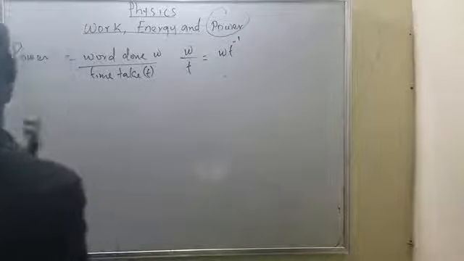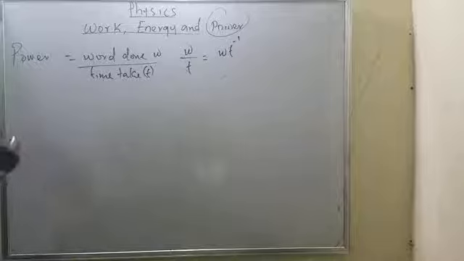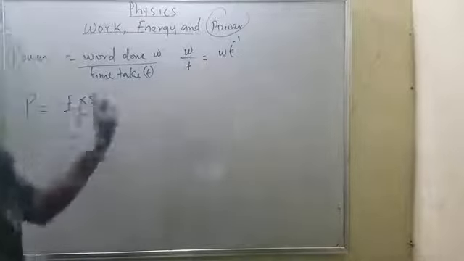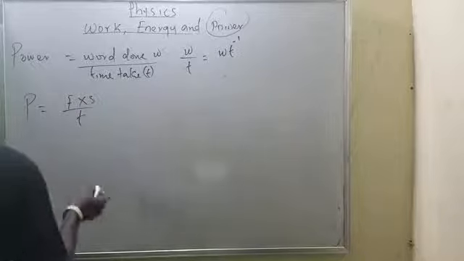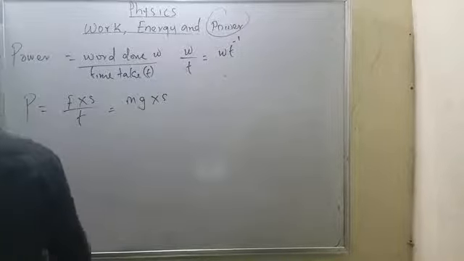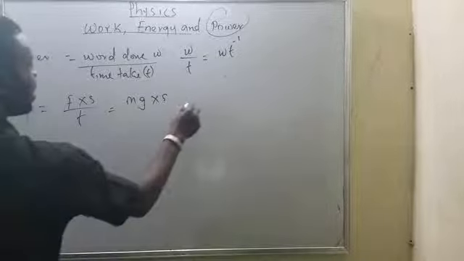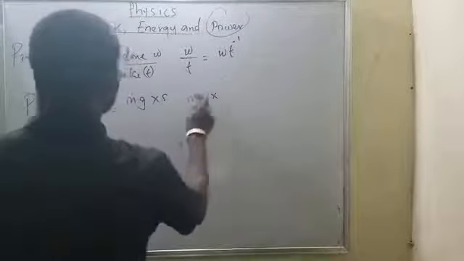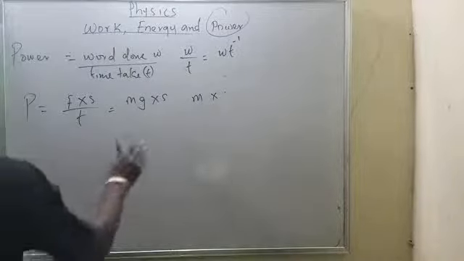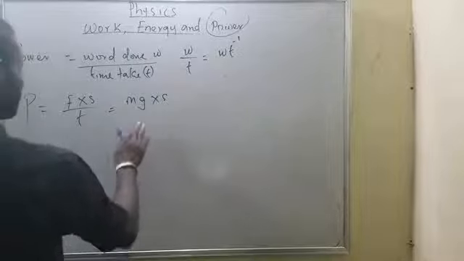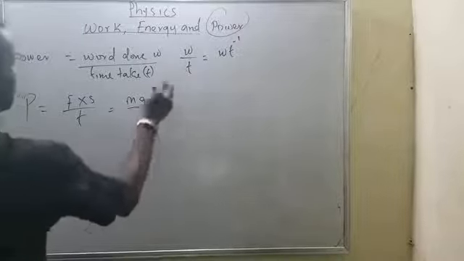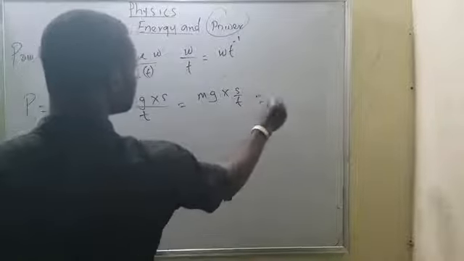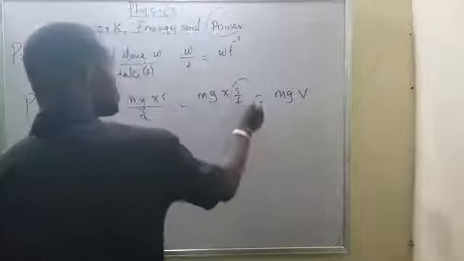Let me try to simplify it. My power also equals force multiplied by distance, all over t. My work done is equal to force times distance, so I can write it as mg times x all over t. Now, I can also move it to mgv, because x over t is velocity.